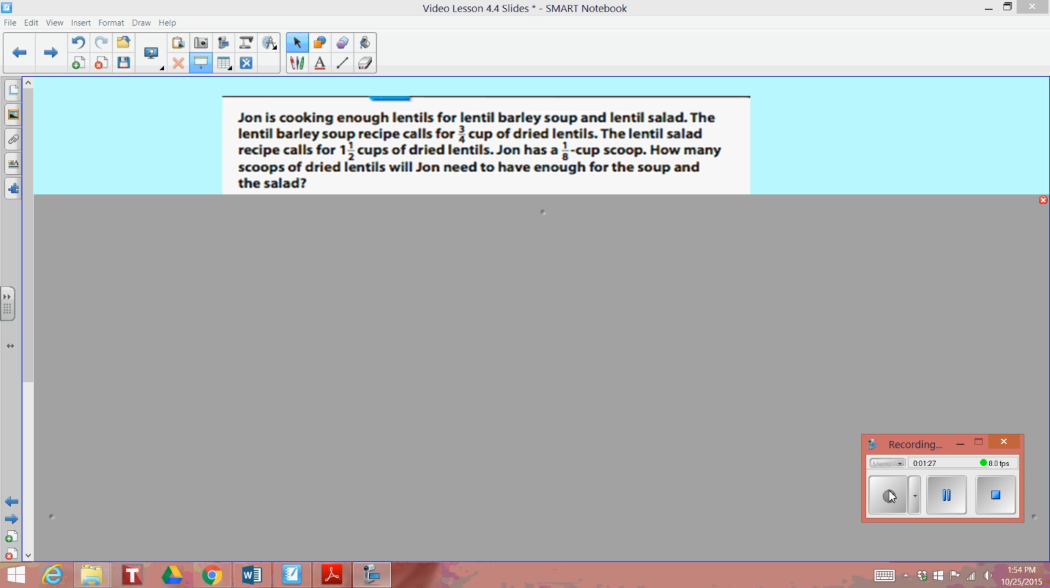So when looking at this problem, I could say, all right, he needs 3/4 cup of dried lentils. How many 1/8 scoops fit inside 3/4 cup? Then for the salad, I could say, oh, he needs 1.5 cups of dried lentils for the salad. How many 1/8 scoops would he need to use to get to 1.5? Or I could just add the amount needed for the salad with the amount needed for the soup, and I can find in total how many scoops John would need before I split it up into the salad and the soup.